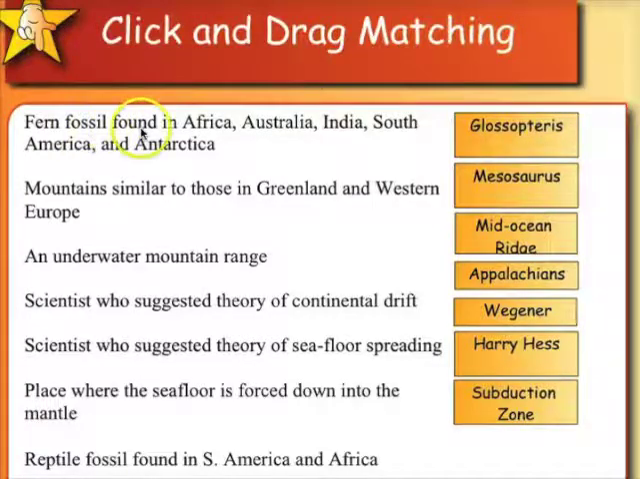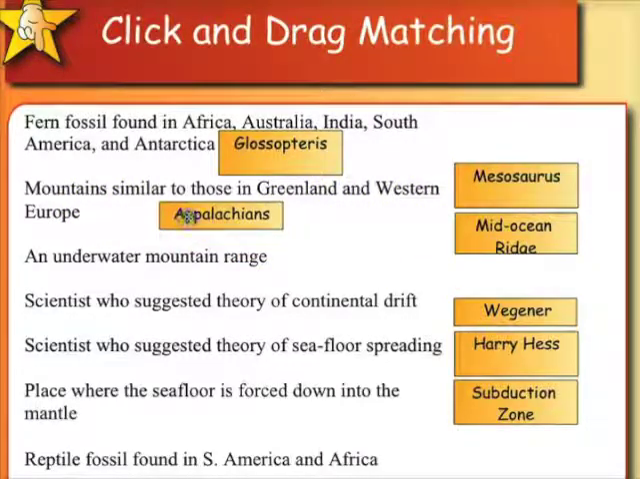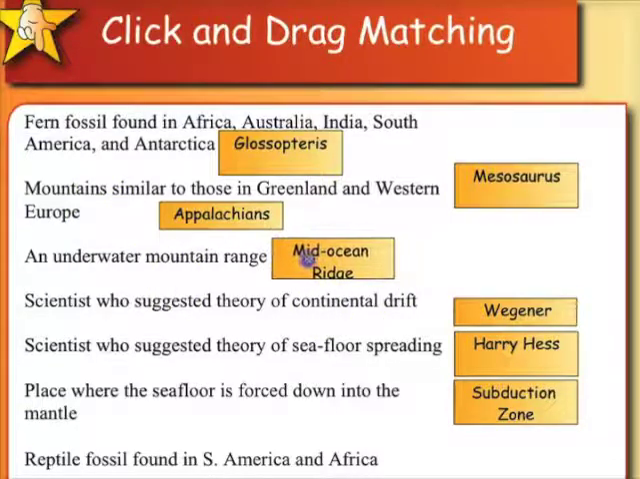So the fern fossil is found in Africa. We just talked about the fern fossil. It's Glossopteris. Mountains similar to those in Greenland and Western Europe, it's actually the Appalachian Mountains, and it's kind of neat when you look at a map of Pangaea and you see where these mountain chains actually line up. And the underwater mountain range is your mid-ocean ridge.